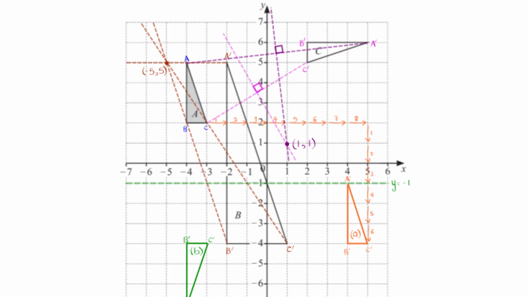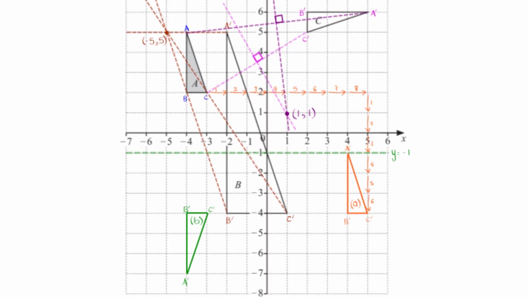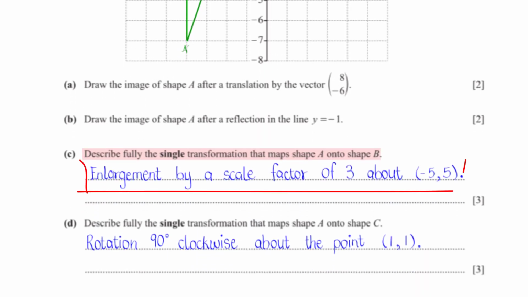The next thing is to find the center of enlargement. We can do this by connecting at least 2 corresponding points on both triangles A and B. The intersection point of these lines is the center of enlargement. When we do this, we get -5, 5 as the center of enlargement. And so the full description will be enlargement by a scale factor of 3 about the center, -5, 5.